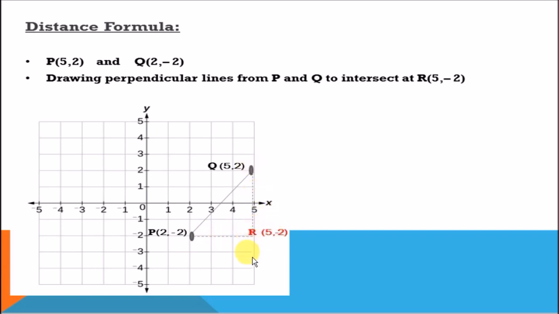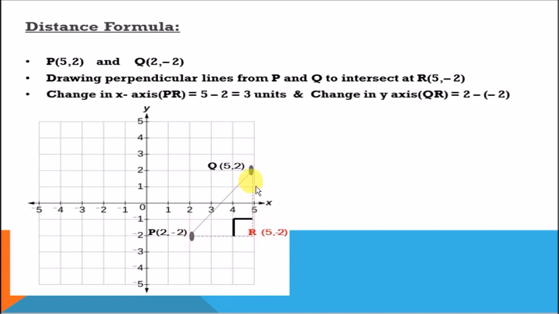Now, if you can see, this has actually formed a virtual right triangle, as the lines from P as well as from Q were perpendicular. That means they have formed a virtual right triangle. Let us first find the length of the line segments PR and QR.